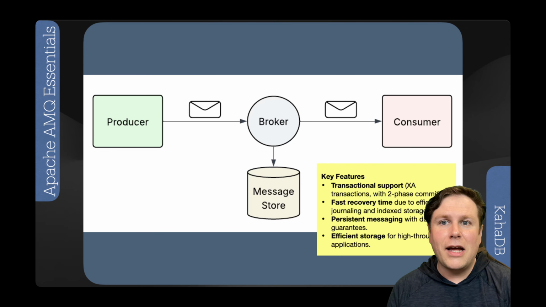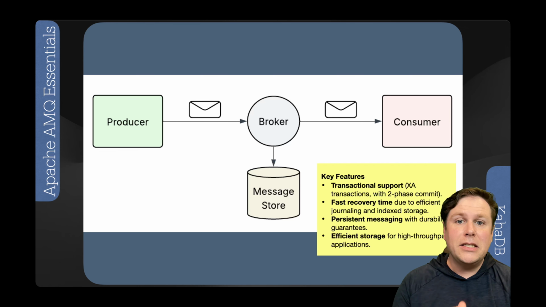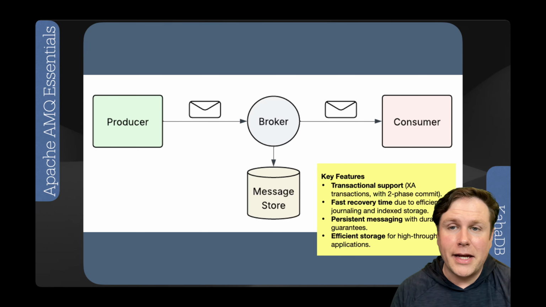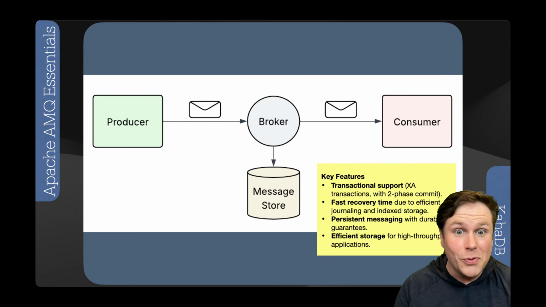So let's dive in deeper to what this message store provides. As the default, the key features that we have here are going to be that it provides us transaction support. So that is our XA transactions with two-phase commit. This is what's going to allow us to do all of our more enterprise flows where if you had to roll back a message, you can do that.